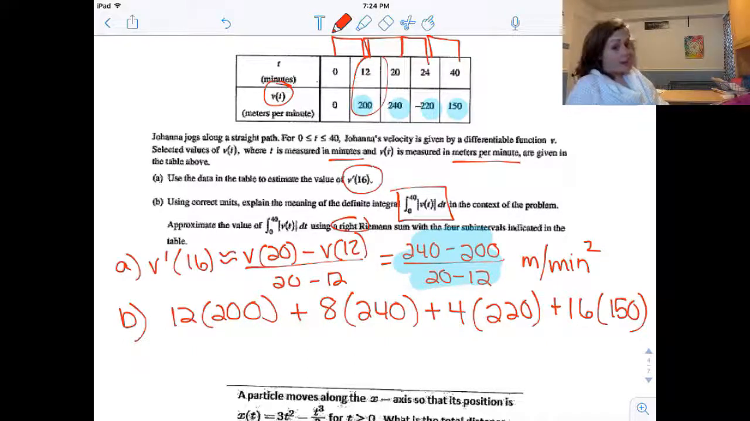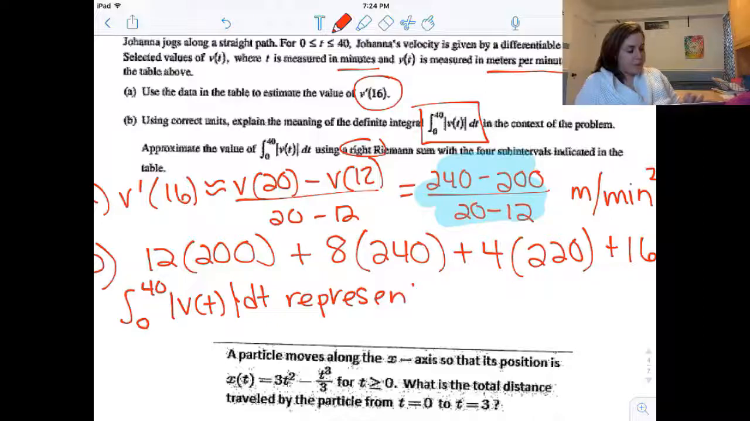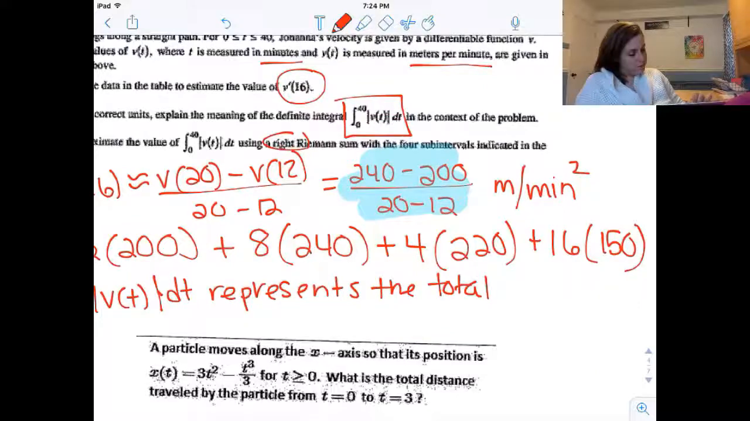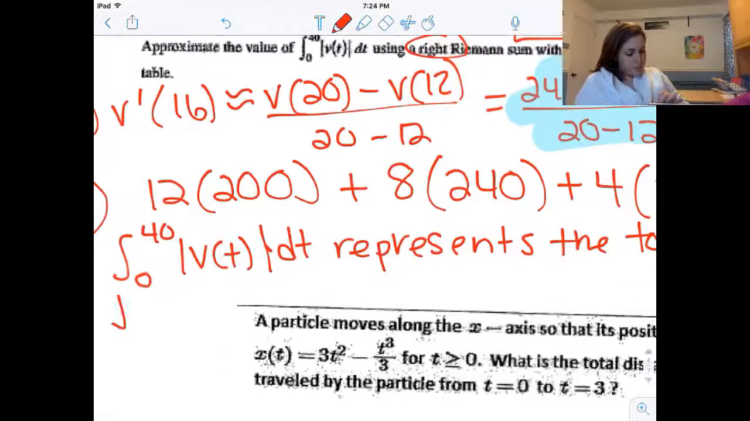What does this mean with correct units? Well, when I integrate velocity, I normally get displacement, right? My net change in position. When I integrate the absolute value of velocity, I get my total distance traveled, because I'm not taking into account whether I was going in a positive or negative direction. So this, the integral from 0 to 40 of the absolute value of v of t dt, represents, and you want to be as specific with this as possible, the total distance traveled, and I would even go back to the question, the total distance Johanna jogged. You say that name however you want.